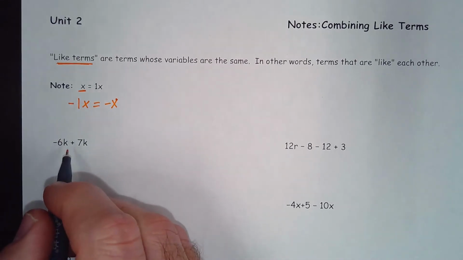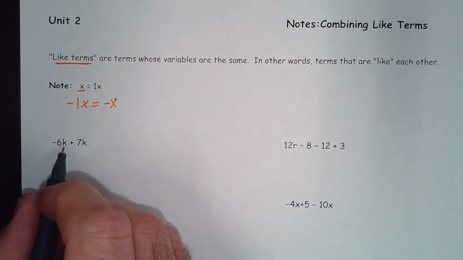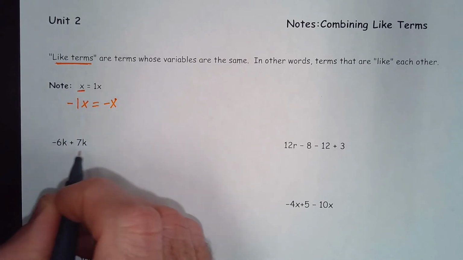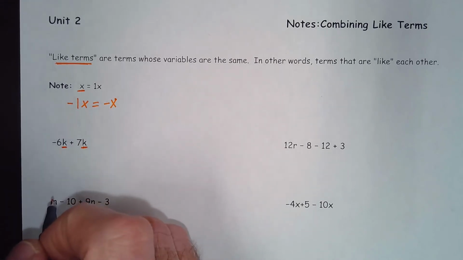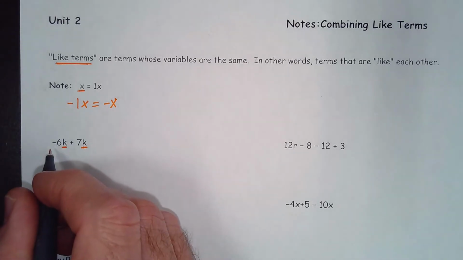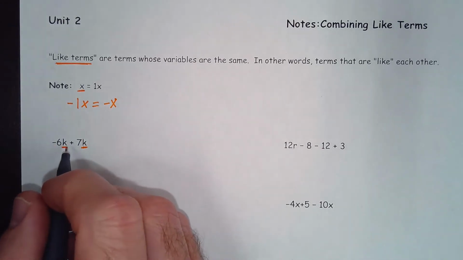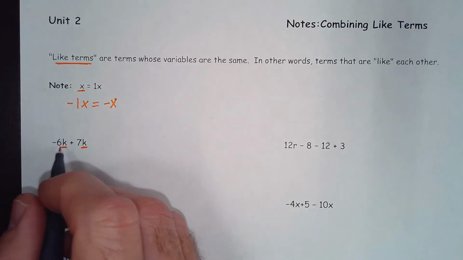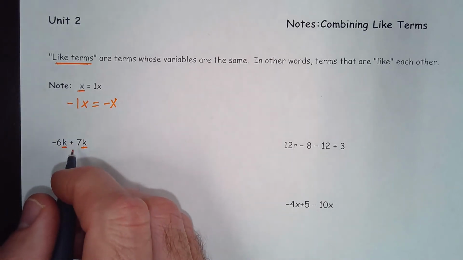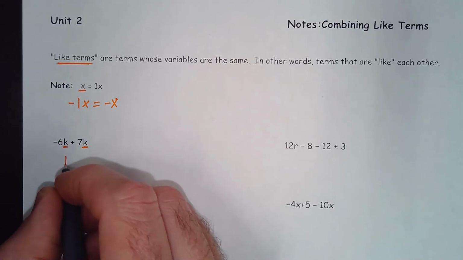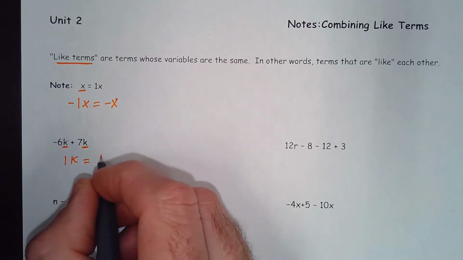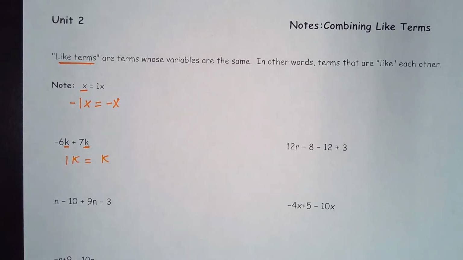Okay, so now let's combine like terms. Both these terms here, one term, two terms. Each of these terms has the same variable. They're like terms, so I can combine these. If I have 7k's and negative 6k's, you just add the coefficients, the number in front of the variable. 7 minus 6 gives you 1k, or like we said up here, in simplest form, just a k.